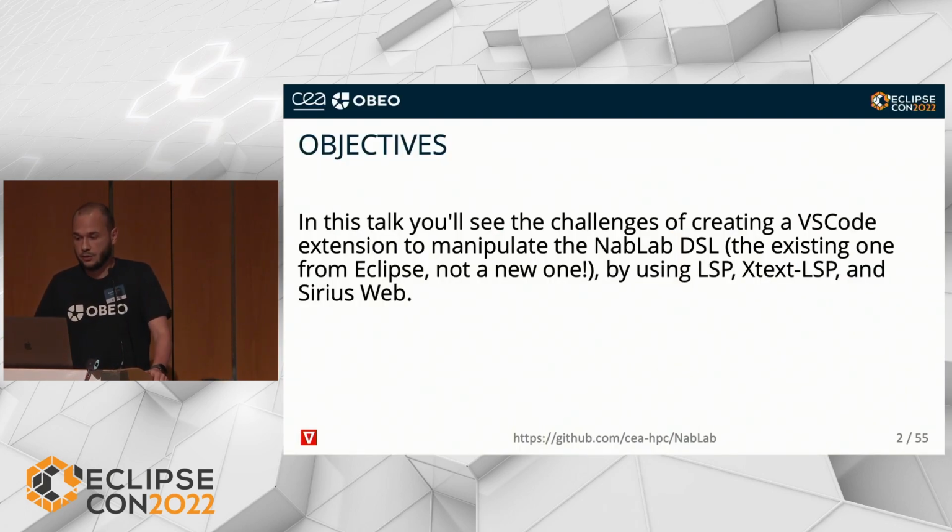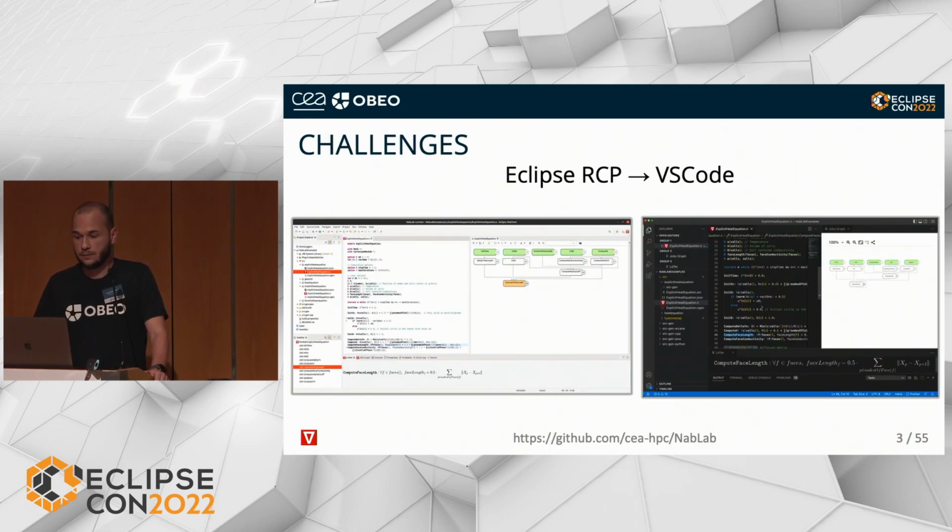In this talk, you will see the challenges of creating a VSCode extension to manipulate the NabLab DSL, the existing one from Eclipse, not a new one, by using technologies such as LSP, Xtext LSP, and Sirius Web. In other words, how we succeeded in getting the image on the right of the screen from the image on the left.